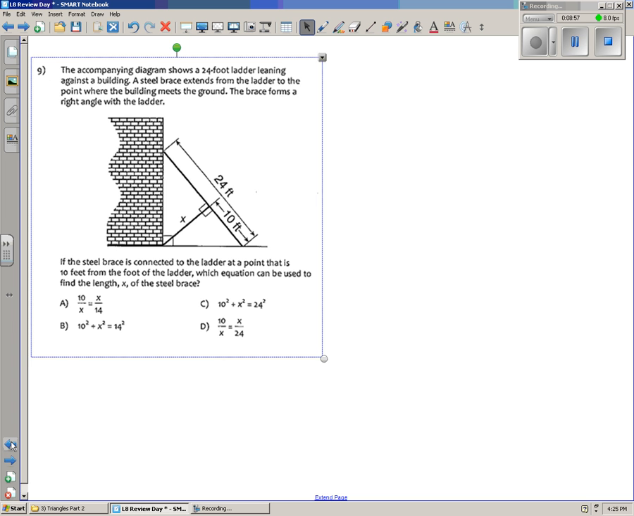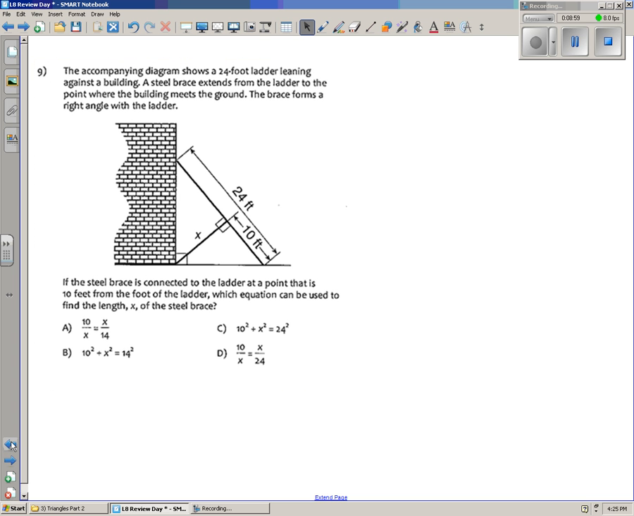Number 9 says, the accompanying diagram shows a 24-foot ladder leaning against a building. A steel brace extends from the ladder to the point where the building meets the ground. The brace forms a right angle with the ladder. So as you notice here, basically, X is an altitude. And so we have an altitude, and it looks like we can use HELP and PAP here.